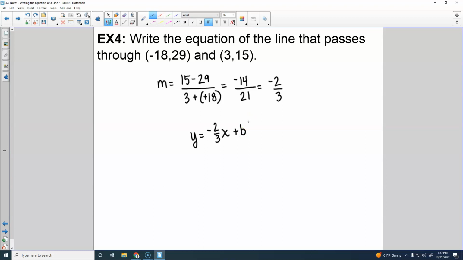Okay. Haley, we need to pick one of these points, either negative 18, 29 or 3, 15. Which one do you want to use? 3, 15, that's one I'd pick too, just because the number's a little smaller, right? So when I plug it in, Haley, what's that going to look like? 15 equals, because this is your x coordinate, your first one, and then your y is your second one. So y is going to be 15. All right, so 15 equals what, Haley?